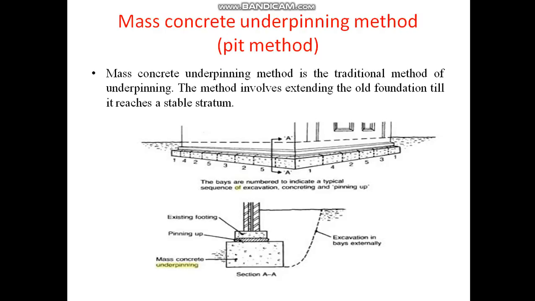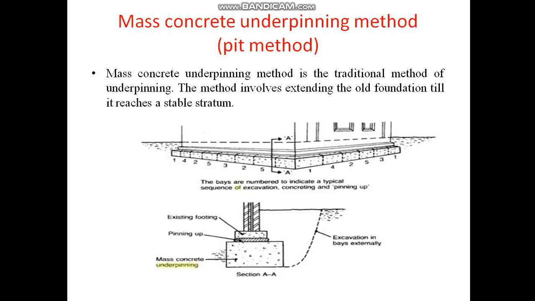The first method is the mass concrete underpinning method, which is also known as the pit method. The mass concrete underpinning method is the traditional method of underpinning. This method involves extending the old foundation till it reaches a stable stratum. The soil below the existing foundation is excavated in a controlled manner through stages or pits which are provided for the underpinning. When the suitable stratum is reached, the excavation is filled with concrete and kept for curing before the next excavation is started.